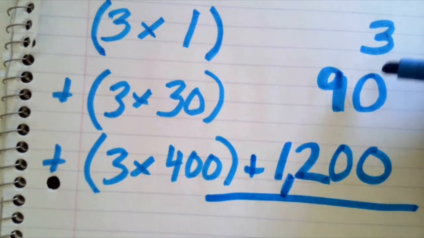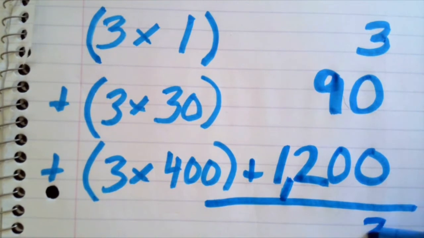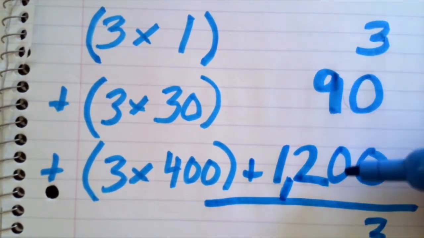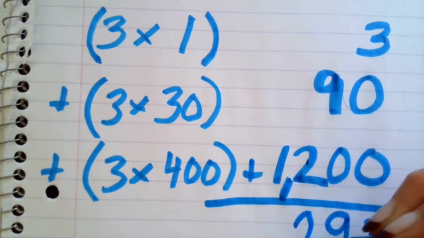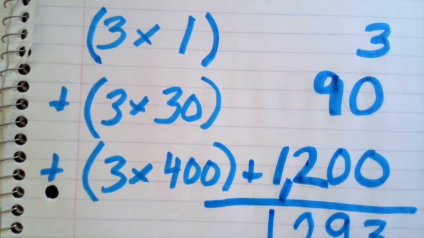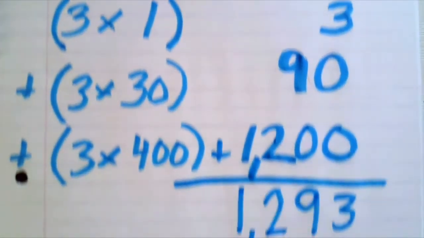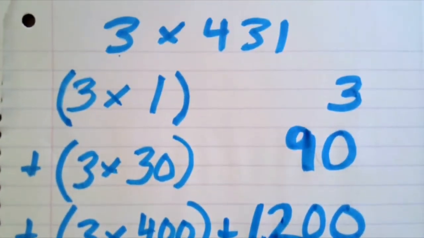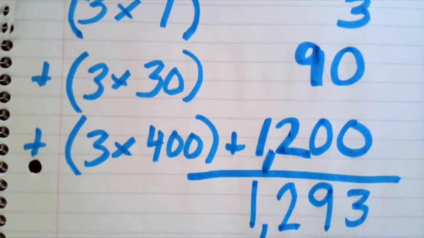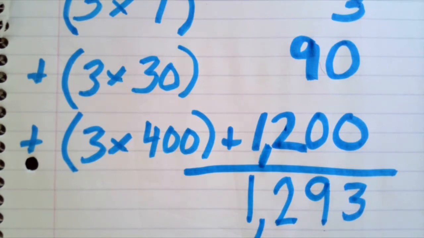It's easier to add them up if I line them up nicely. 3 plus 0 is 3 ones. 9 tens plus 0 tens is 9 tens. 200 and 1000. 1293. But again, it's good to practice the standard algorithm because not only does it take up less space on your paper and make you write less, it is often a lot faster. So let's try it out.